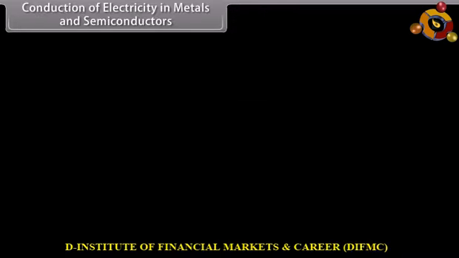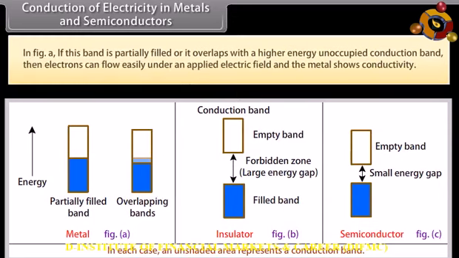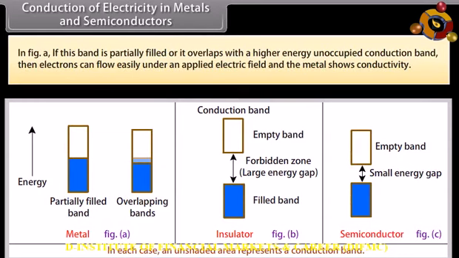Conduction of electricity in metals and semiconductors. The conductivity of metals depends upon the number of valence electrons available per atom. The atomic orbitals of metal atoms form molecular orbitals which are so close in energy to each other as to form a band. In figure A, if this band is partially filled, or it overlaps with a higher energy occupied conduction band, then electrons can flow easily under an applied electrical field and the metal shows conductivity.